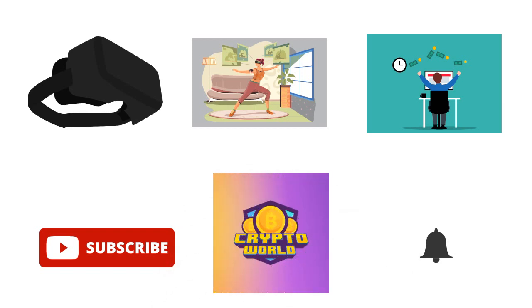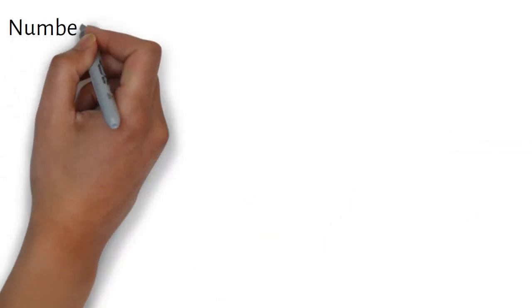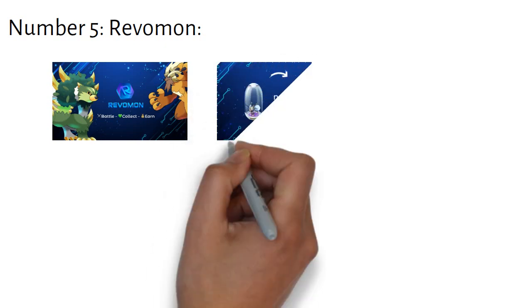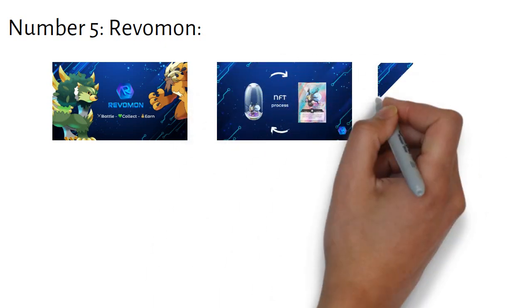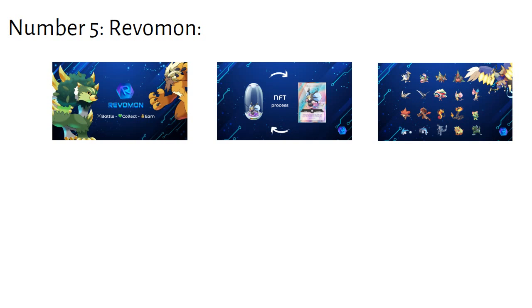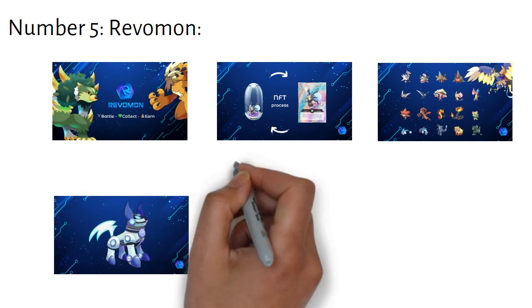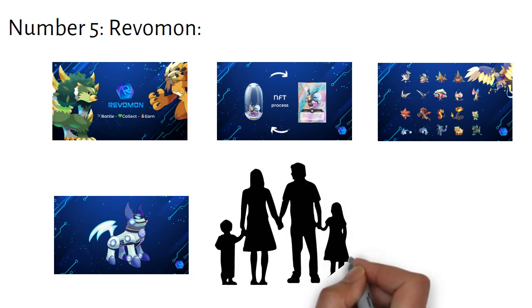Let's start our countdown. Number 5. Revamon. Revamon is a metaverse-styled VR-supported game you can play to win permanent in-game assets and tokens. Revamon features the world before humans and shows Revamon, which are another species. The species existed even before humans arrived, but now humans have dominated the planet.